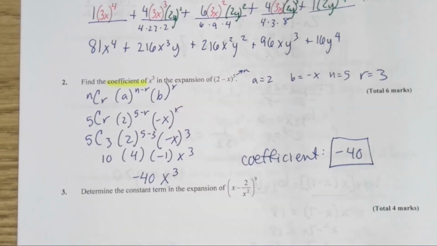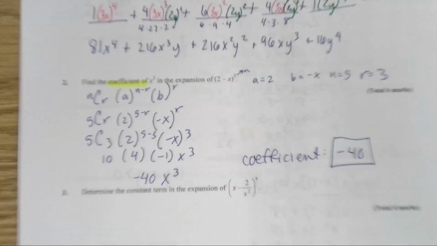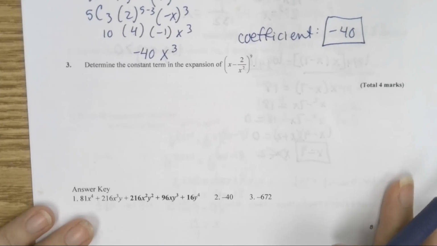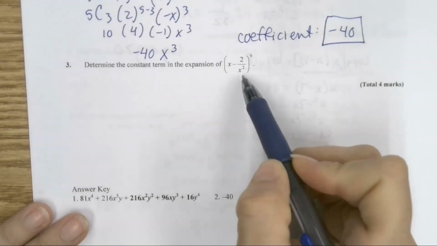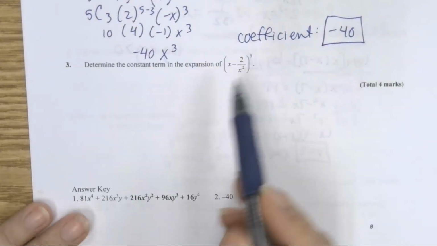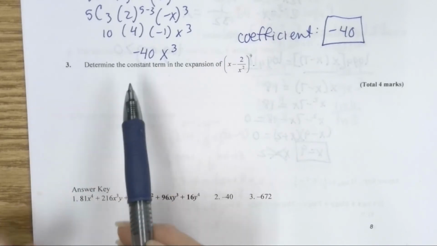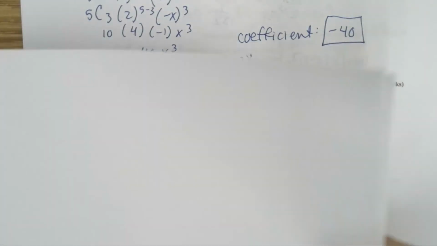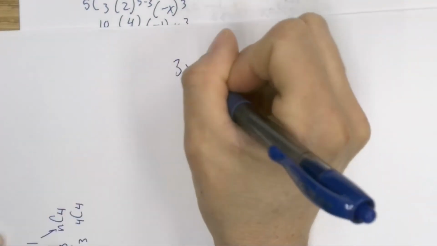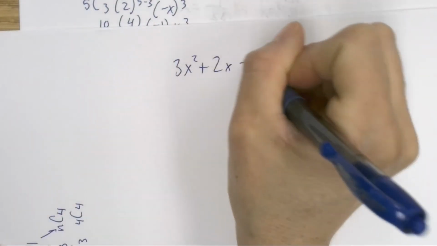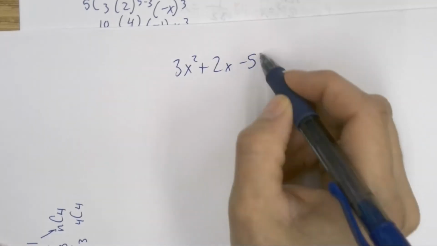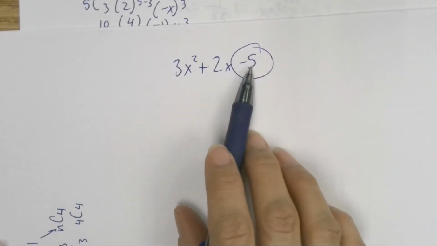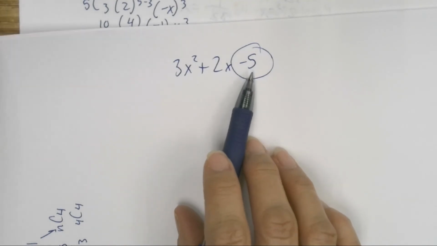Okay, so let's look at one more variation of finding a very specific term. So this is the last one. Determine the constant term in the expansion of (x − 2/x²)^9. So I'm looking for a constant term. What is a constant term? Well, when you have an expansion, like 3x² + 2x − 5, we know our constant term is the term that has no variable associated with it. So I'm looking for the term that has no variable.